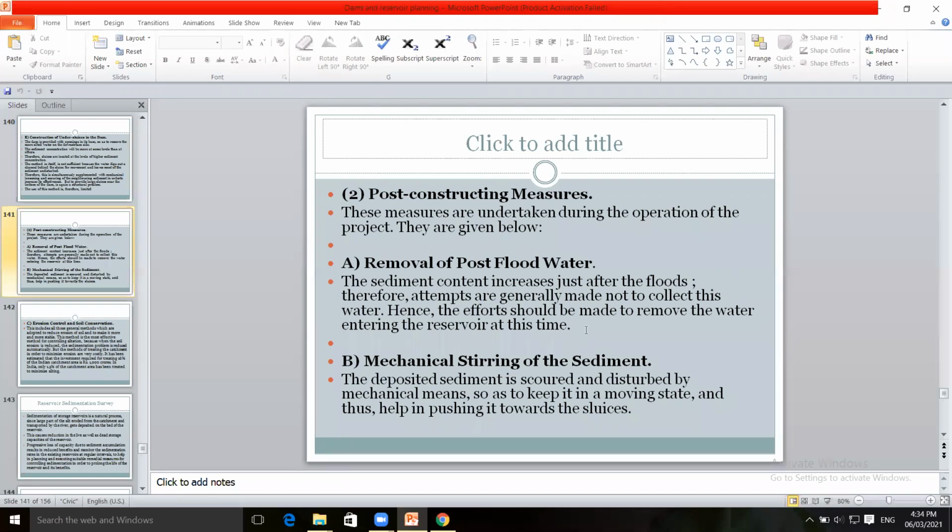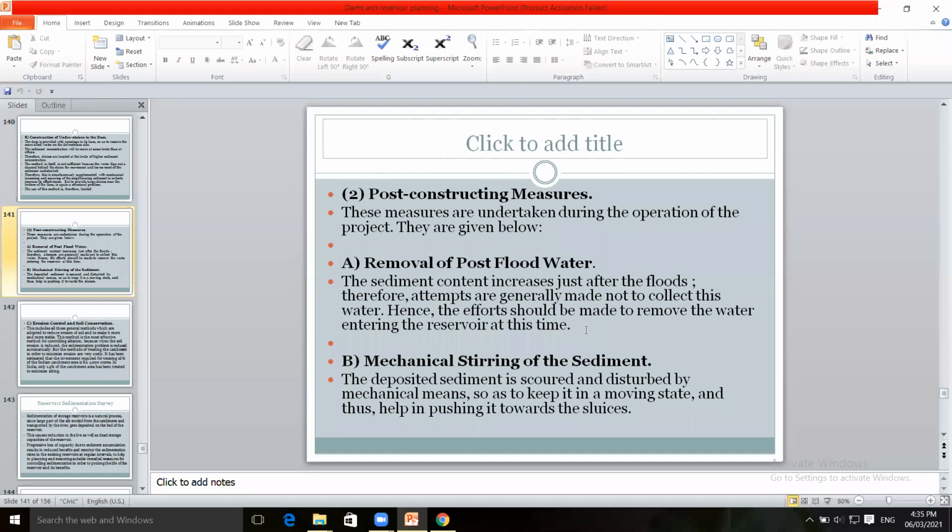During a flood, the water contains large particles, large sediment. So that water is not collected, that is, it is not allowed to enter the reservoir. That is the removal of the post-flood water which contains these sediment particles. This is the first measure which is to be taken to avoid sedimentation.